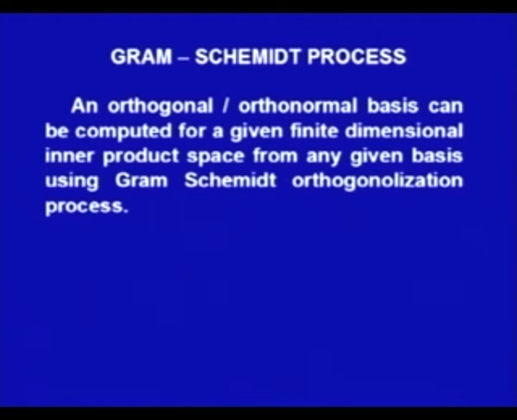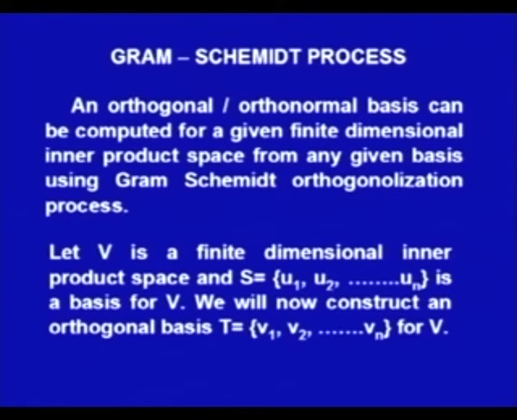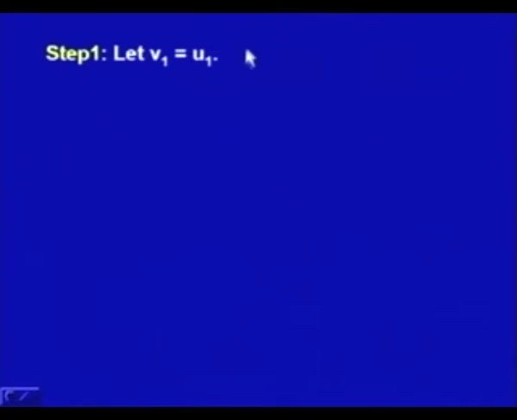Now, we discuss the Gram-Schmidt process for orthonormalization. Let us say a vector space V is given to us, it is a finite dimensional inner product space, and we have been given a basis S consisting of n vectors u1, u2, un. Then with the help of this process, we can obtain another basis v1, v2, vn for the inner product space V, which is orthogonal, and then from that orthogonal basis we can divide each vector by its norm and we can have an orthonormal basis. So, we will first describe this algorithm.